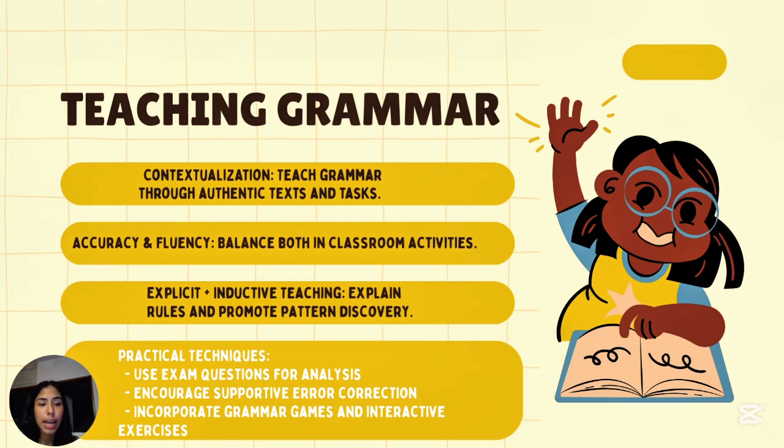So this chapter highlights several key principles for teaching grammar in an exam context. Firstly, it stresses the importance of contextualization because grammar should not be taught in isolation but rather through authentic texts and exam style tasks for students to see how grammatical structures function in real communication.